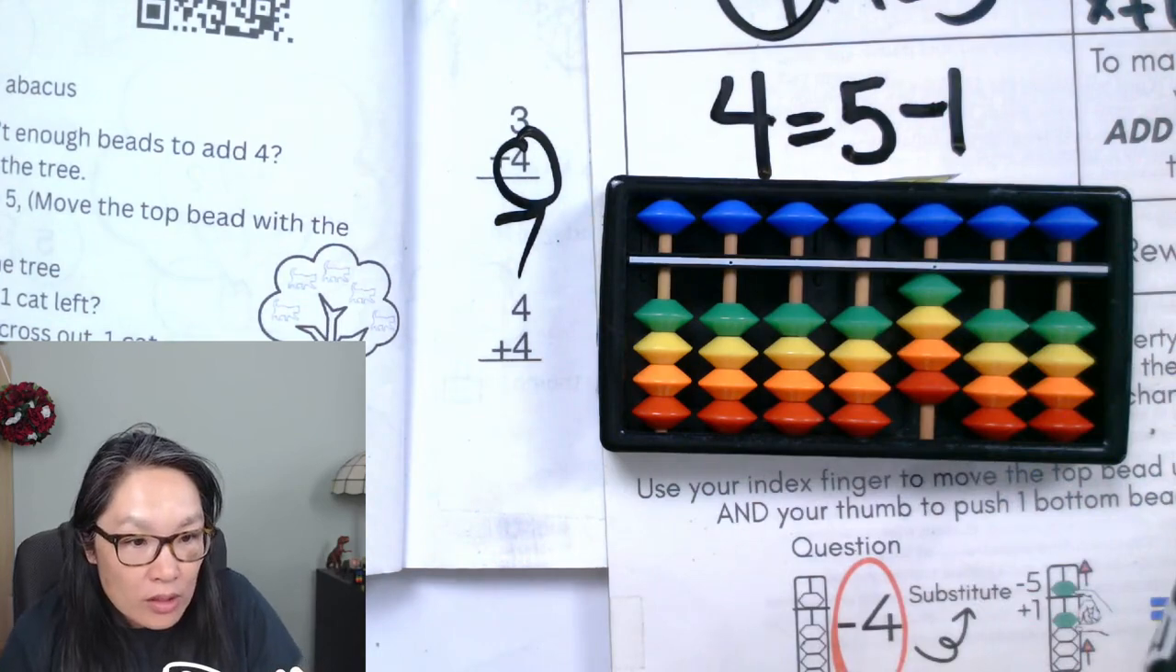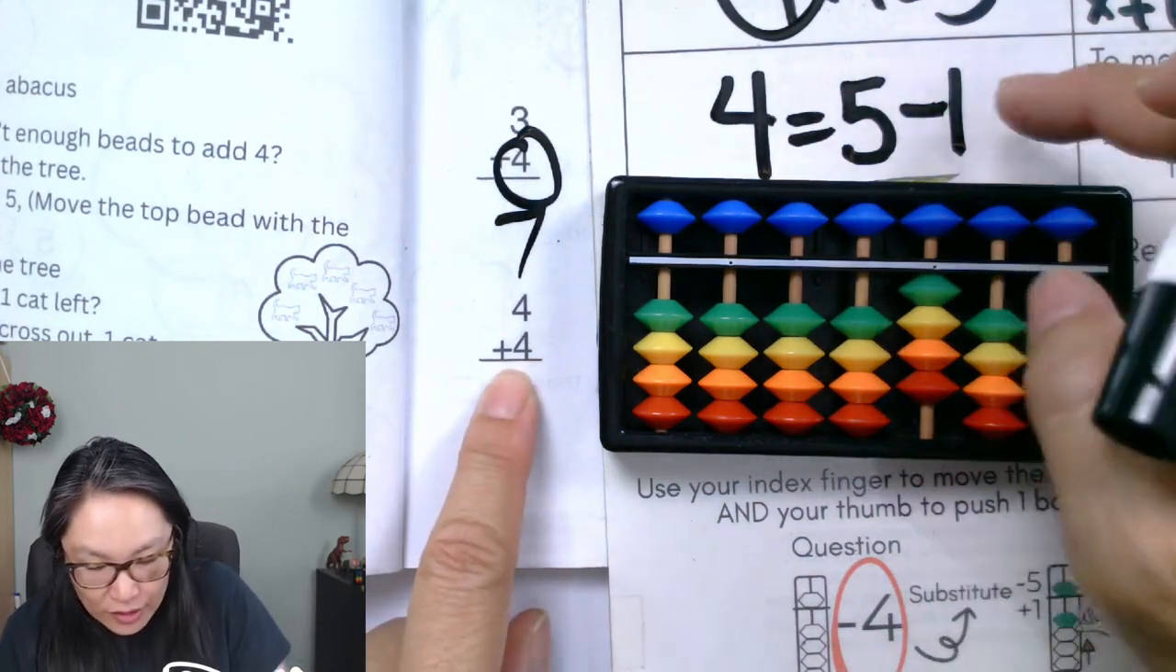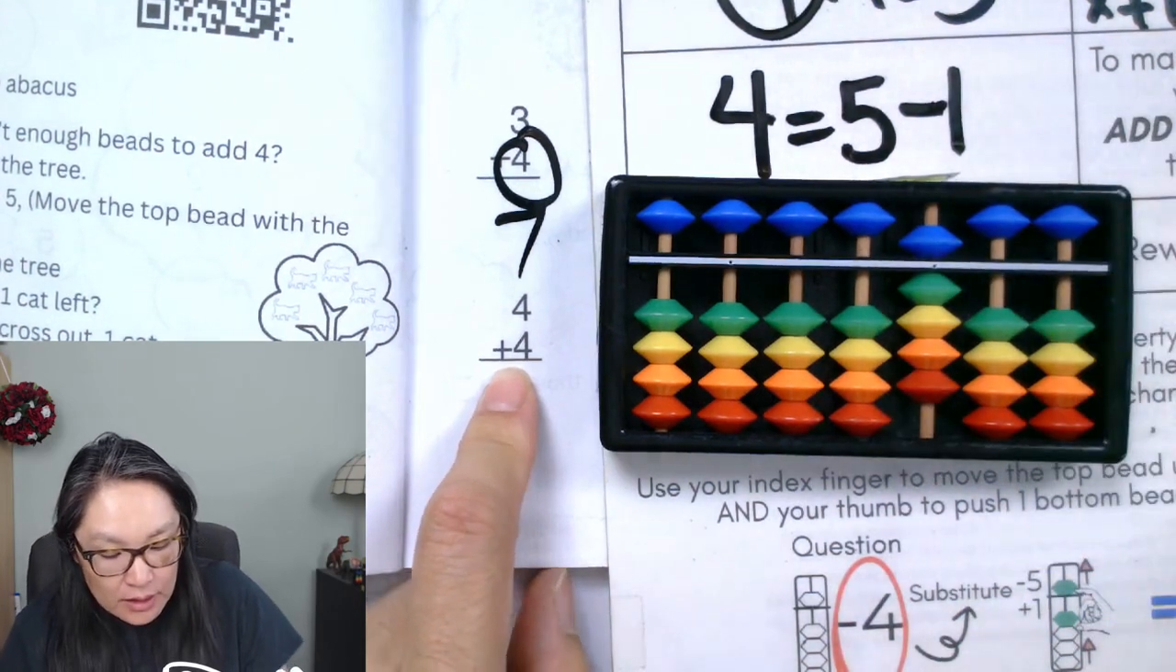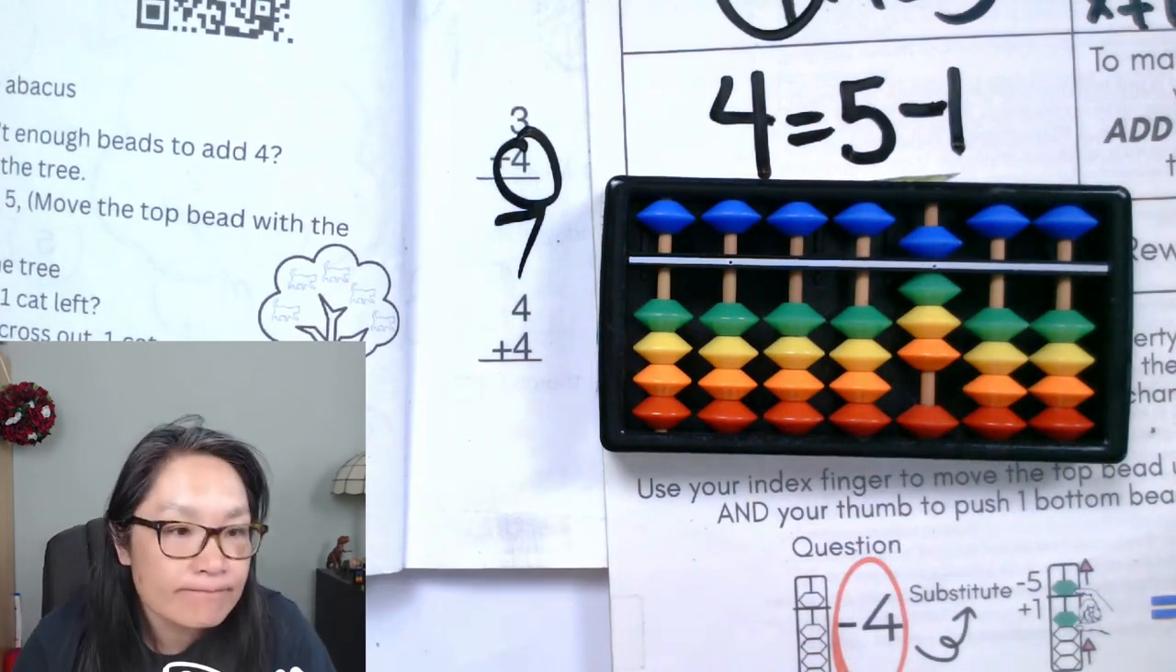When we add the 4, I want to add another 4. To add another 4, what do I do? I need to plus the 5 and take away the 1. Does that make sense, Kat?